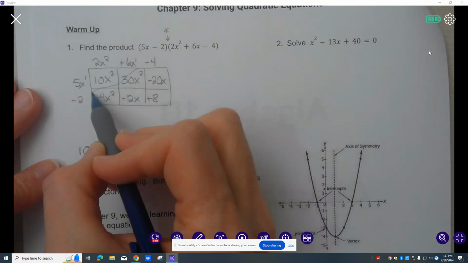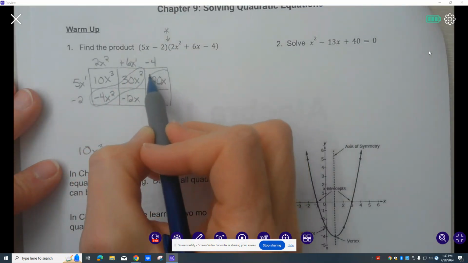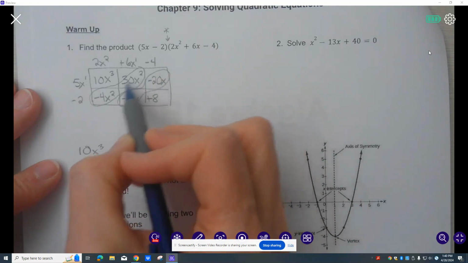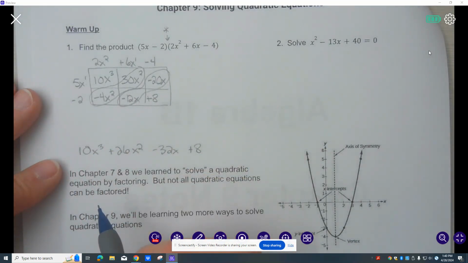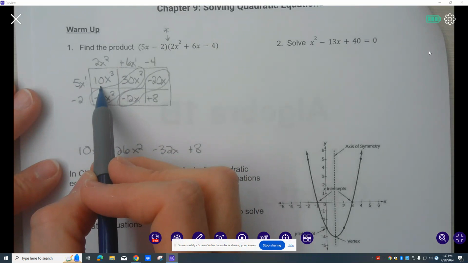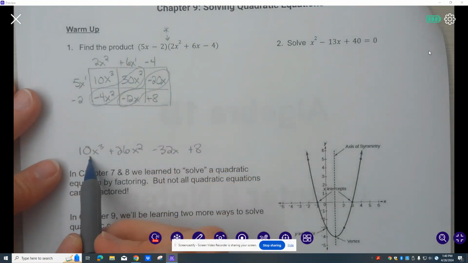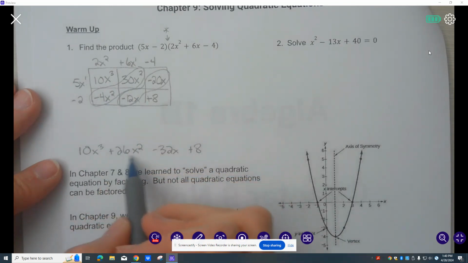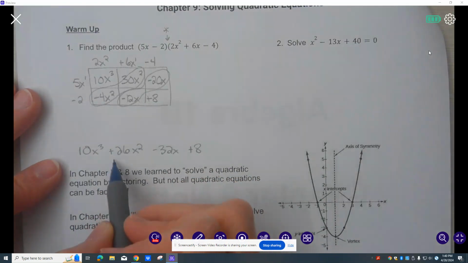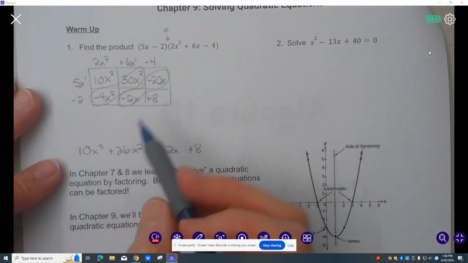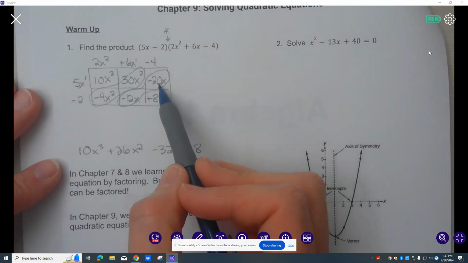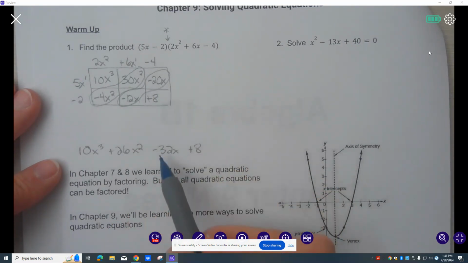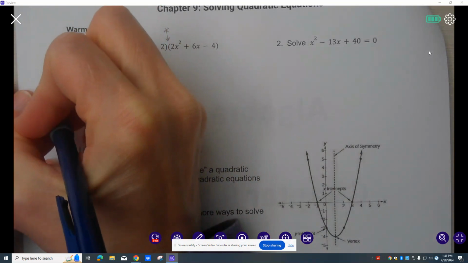Remember, if you check the diagonals often, but not always, your like terms will be right there. So 10x to the third, there's no other x to the third, so nothing to combine with that. 30 minus 4 is 26, and that would be positive because I have more positives than negatives. So 26x squared. Negative 12 plus negative 20 is a bigger negative, negative 32x, and nothing to combine with the 8. So that was a chapter 7 problem.